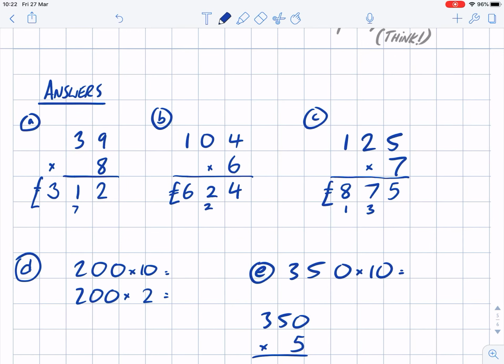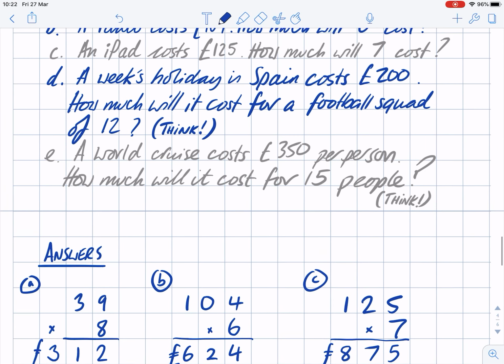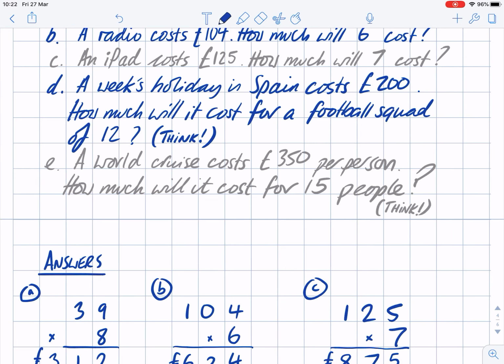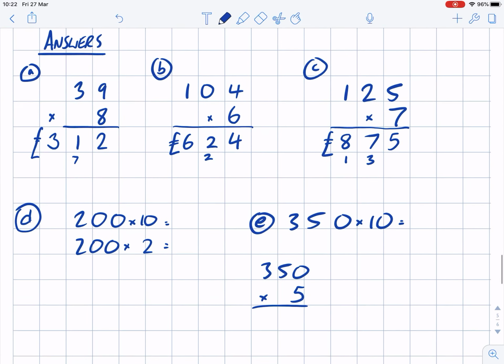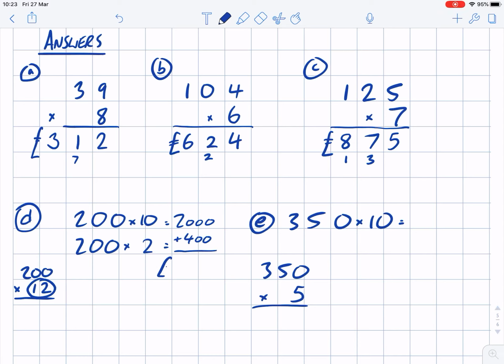So these are the ones that I was asking you to think about. The question said, a week's holiday in Spain costs £200. How much will it cost for a football squad of 12? So what you could have done, if you knew how to do it, would have been that calculation. But we haven't yet gone through how to multiply a 3-digit number by a 2-digit number. So what you could have done is partition the 12 into its tens and its units like I've done. 200 times 10 is 2,000. 200 times 2 is 400. If I add those two numbers together, the cost of the trip for the football squad was £2,400.